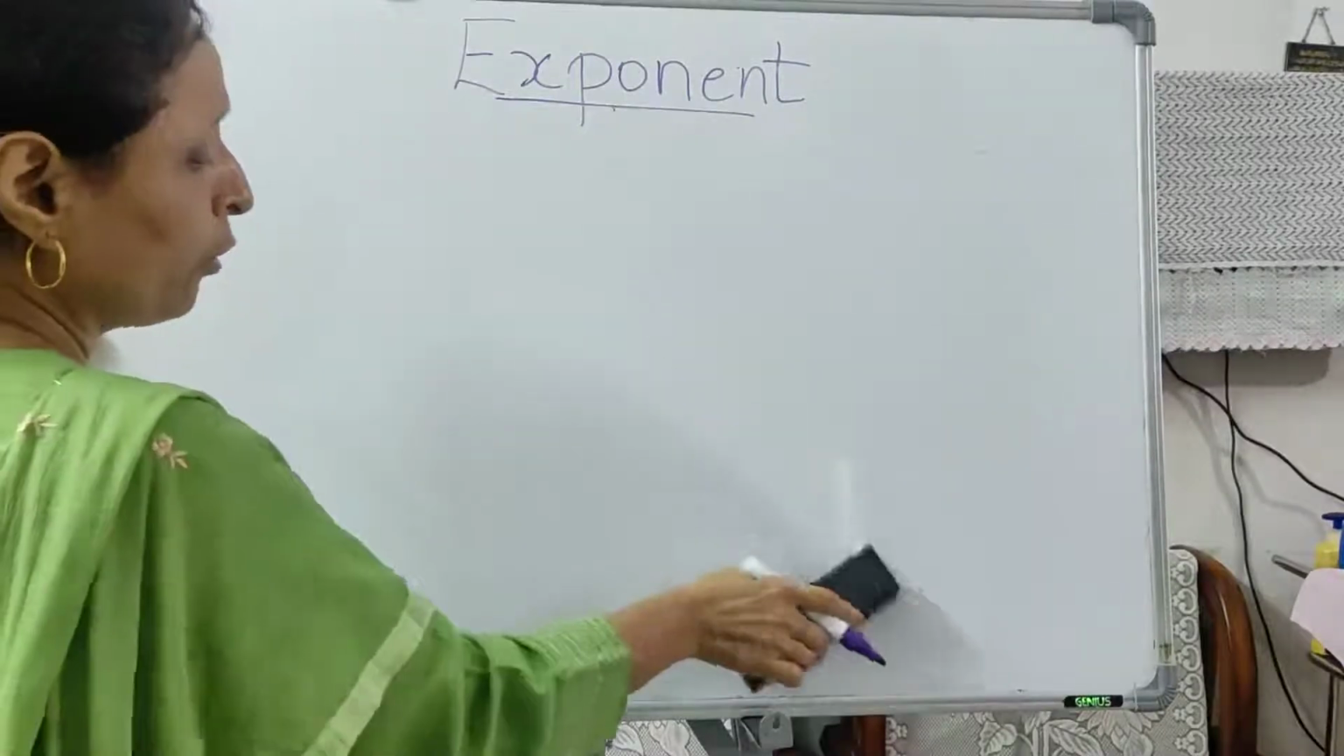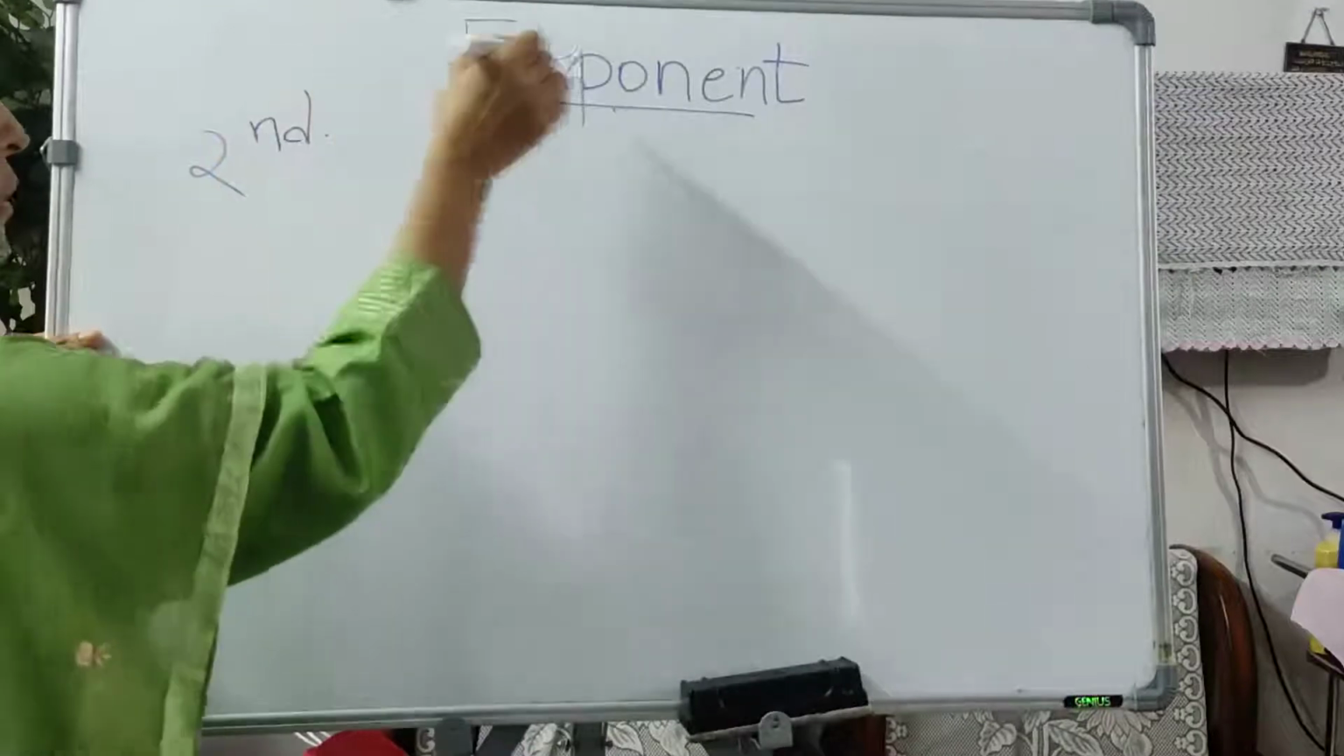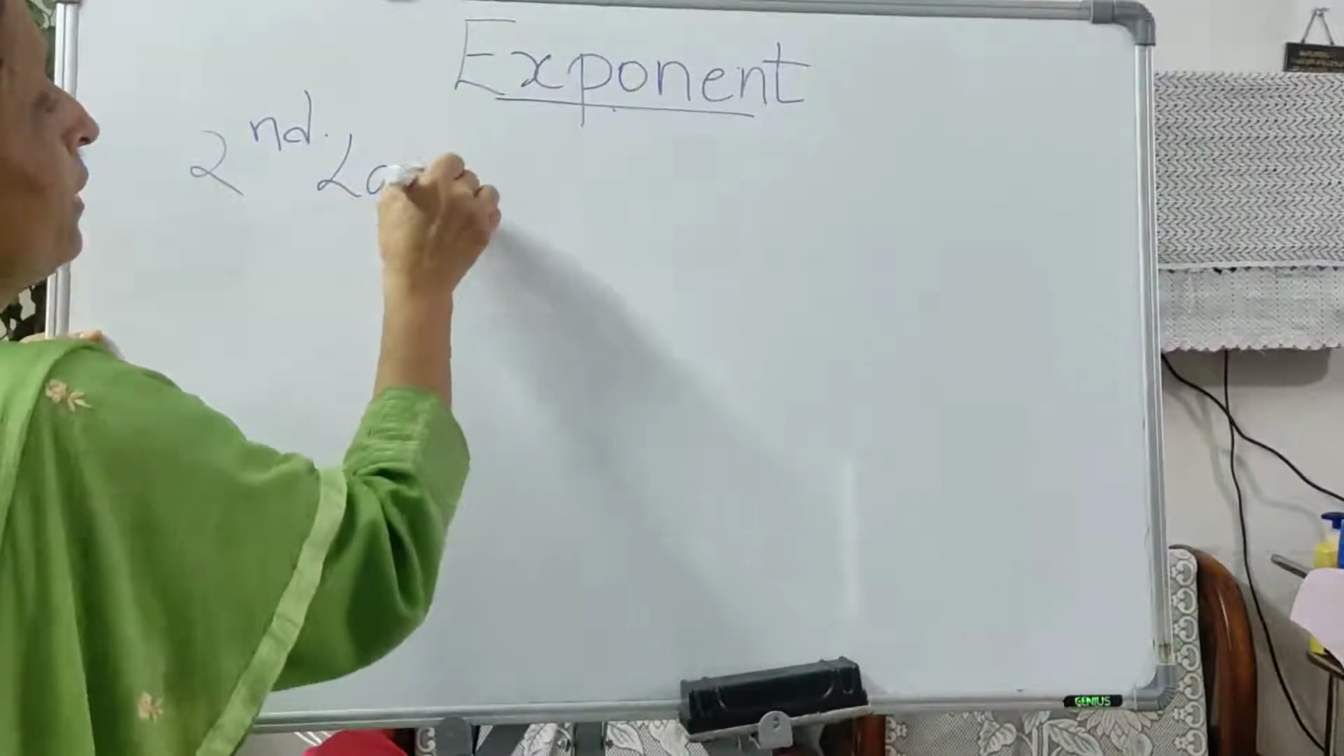Second is the quotient. The second law of exponent is that of the quotient.